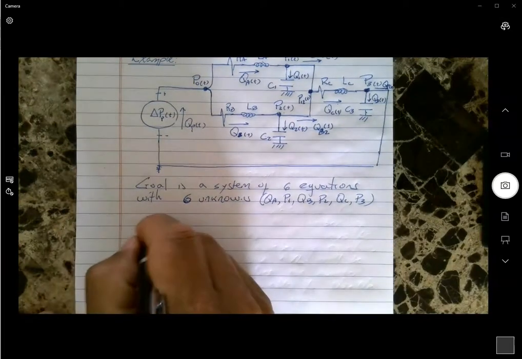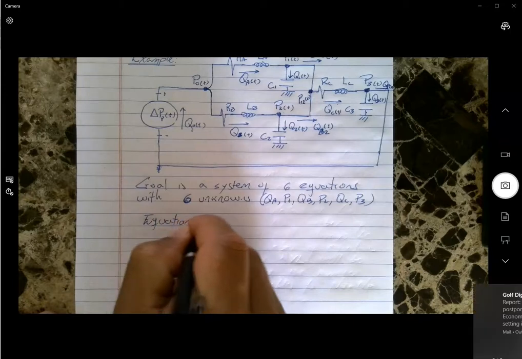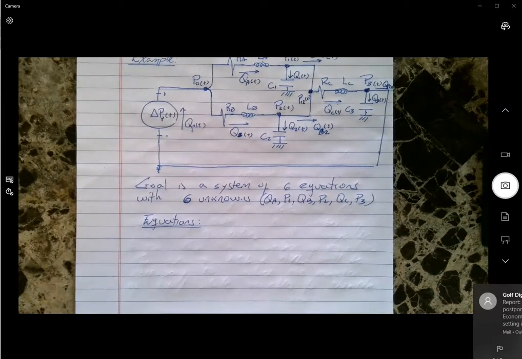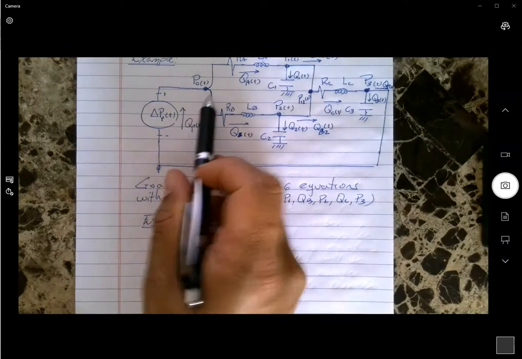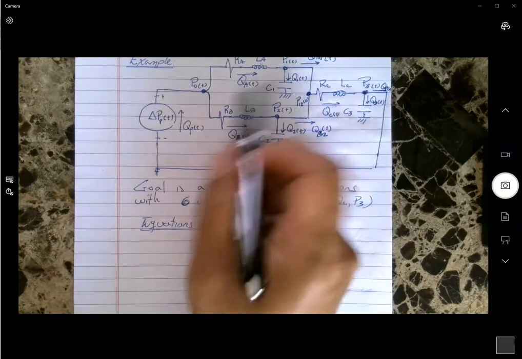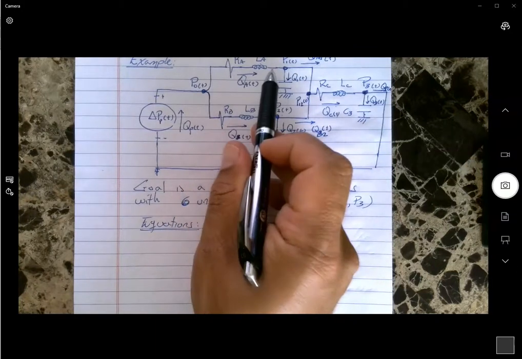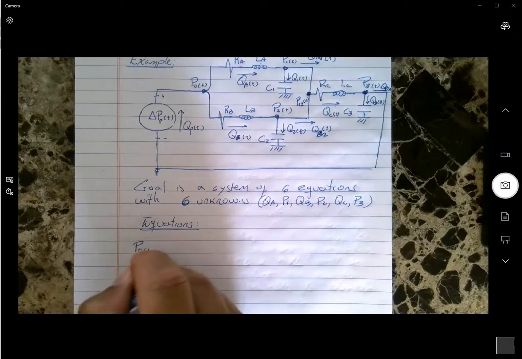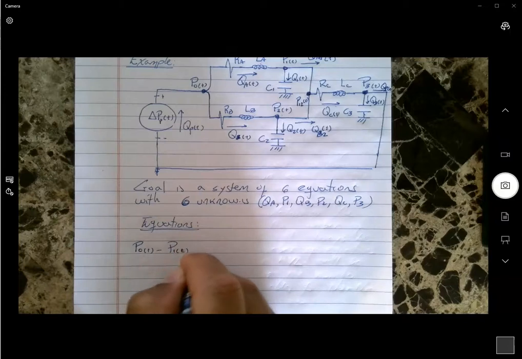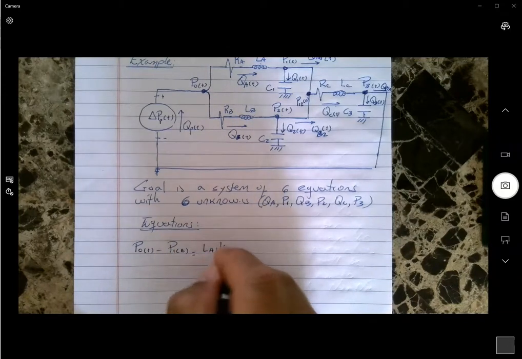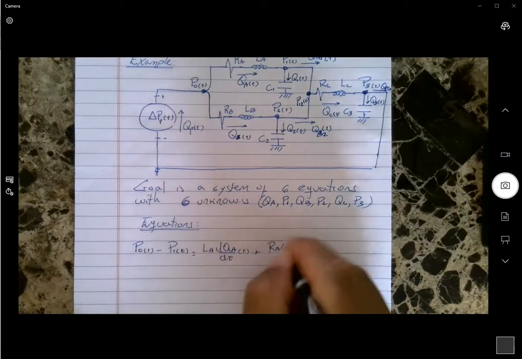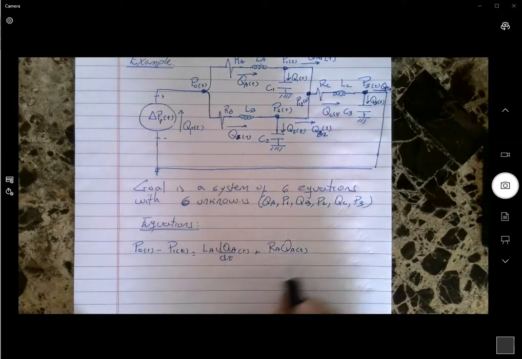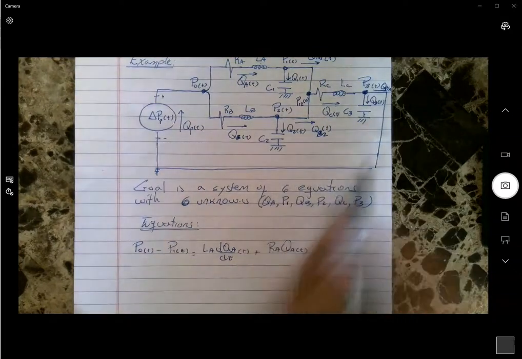So let's look at the equations. What are the equations that are derived from these? Well, let's start with P0 minus P1. The drop of pressure between 0 and 1 is due to this resistor and this inductor. So P0 minus P1 should be equal to LA dQA/dt plus RA QA of T. Again, Ohm's law is what dictates the drop of pressure between P0 and P1.